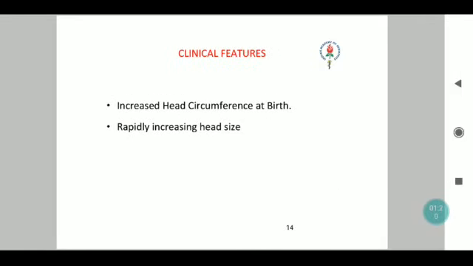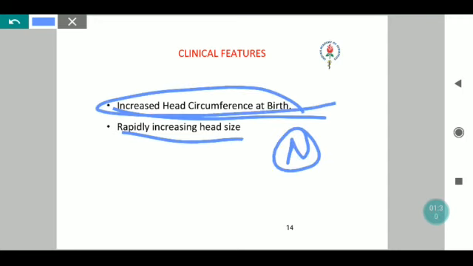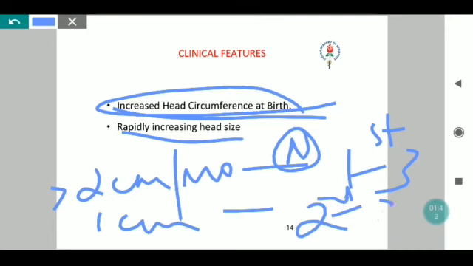Now, clinical features: at birth there will be an increased head circumference and a rapidly increasing head size. At birth it might be normal, but an abnormal increase in head circumference will be noted. Normally there is an increase of 2 centimeters per month for the first 3 months, 1 centimeter per month for the second 3 months, and 0.5 centimeter per month for the next 6 months.